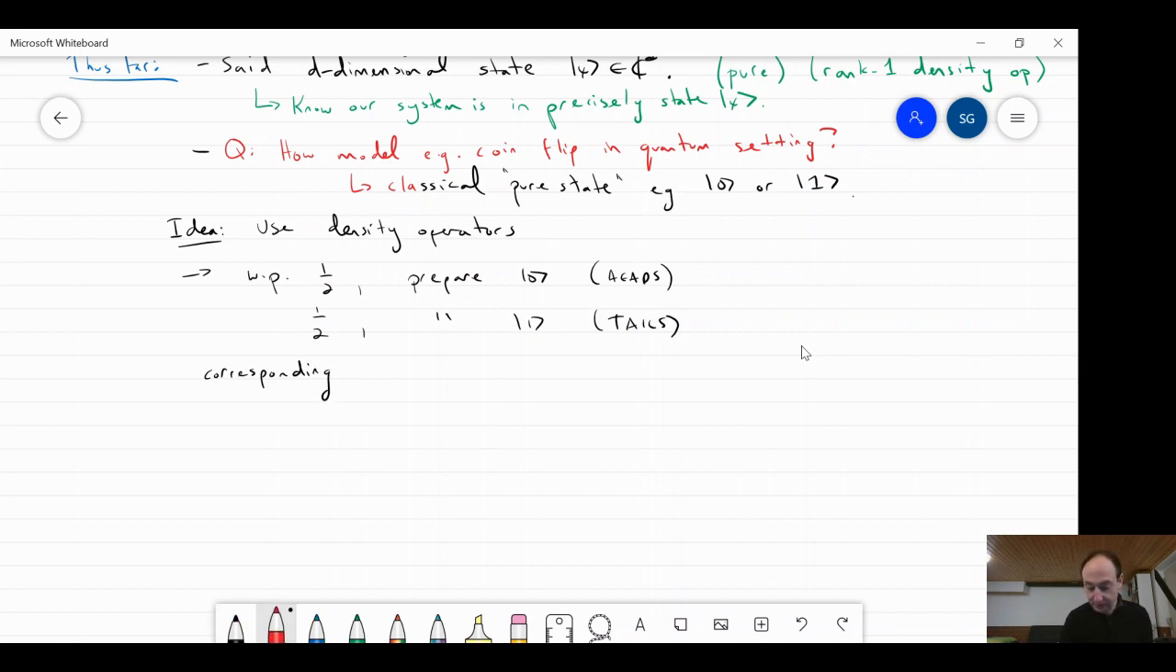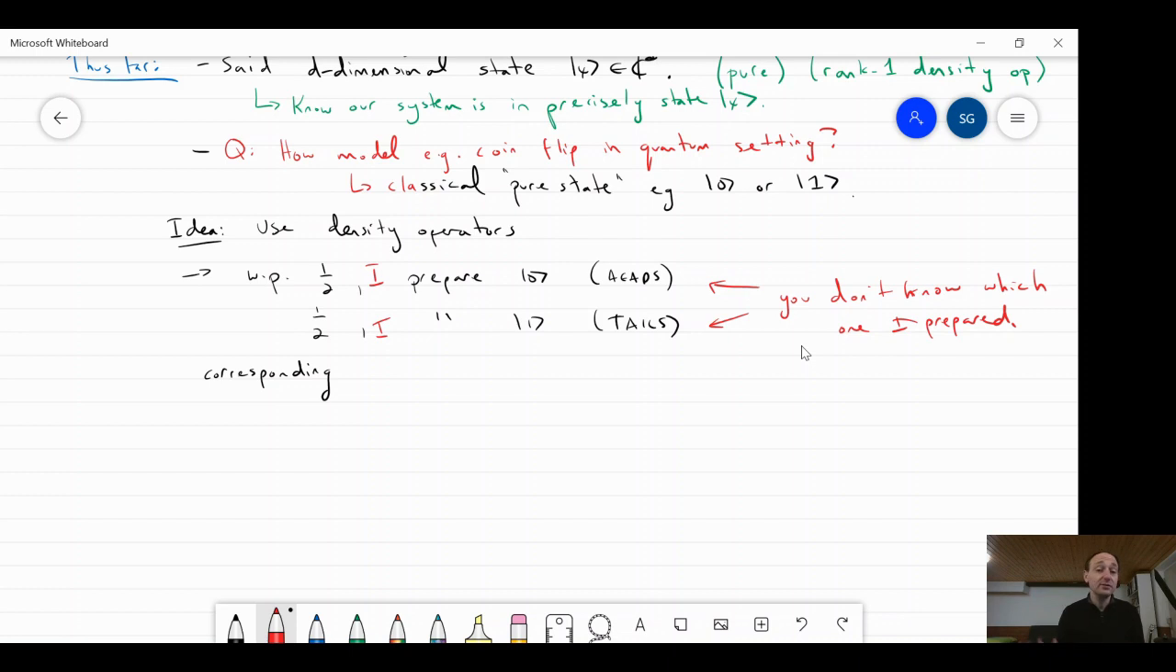The point here, let me really stress: imagine that I prepare the state. And the point is that you don't know which one I prepared. It's very important, because if you know that I prepared ket 0, then your view of the system is a pure state. It's just 0. You know it's 0.